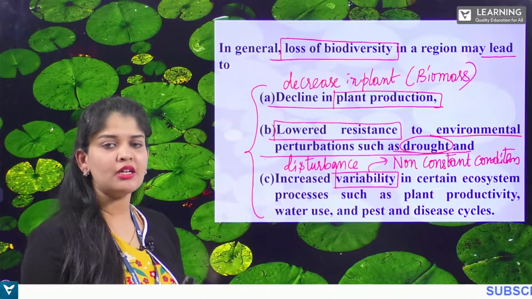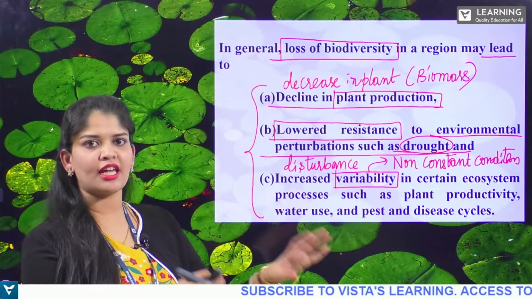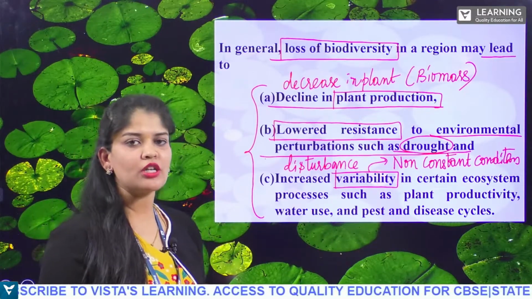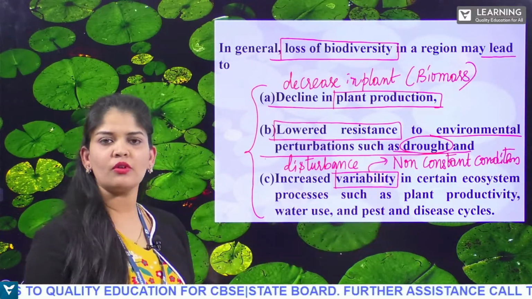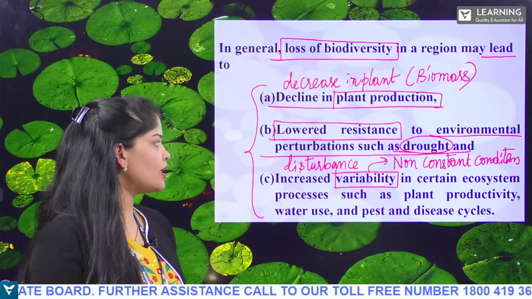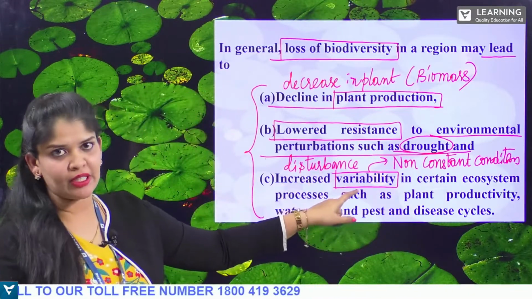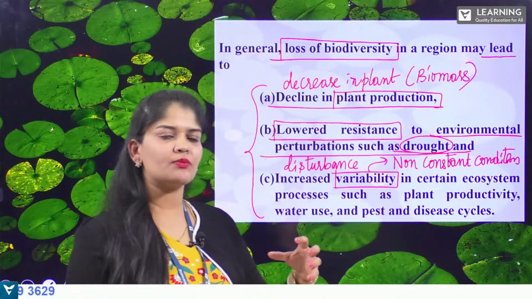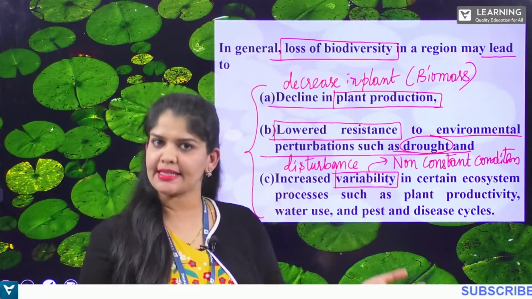If this is happening, only the species that have the ability to adapt to these changes can sustain. And those species that can't show resistance towards this unconstant environment will become extinct. I mean, they are going to suffer, be affected. So here, that consistency is missing. Increased variability in terms of climatic conditions, if the stable habitat is not there, is going to affect the species' existence.